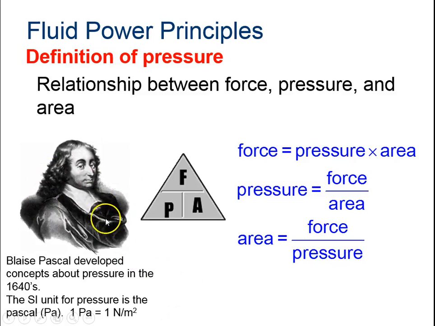Here we have Pascal, who came up with this formula. This is the one you'll notice we had on the last page, and then we can rearrange it mathematically to get these other two. You'll notice that the SI unit for pressure is 1 Pascal, which is 1 Newton per meter squared. These units should match right here. Newtons is force, meter squared is area, Pascals is pressure.